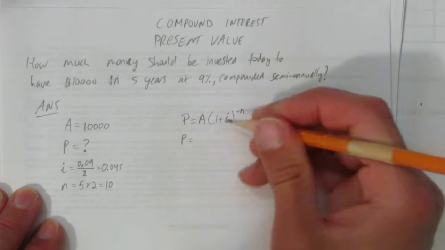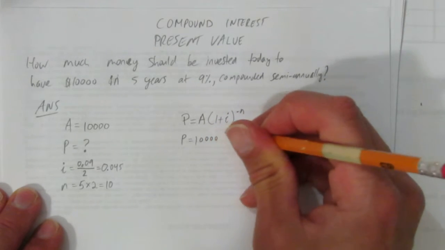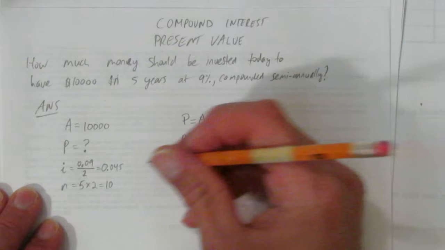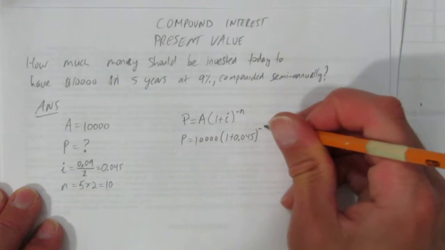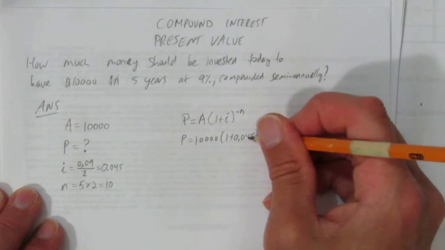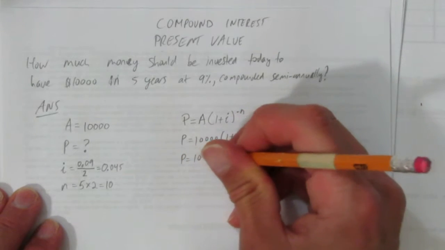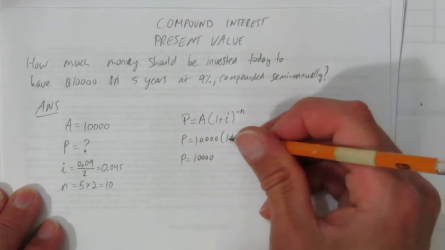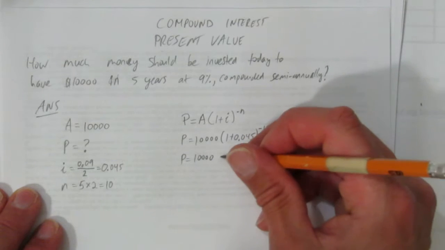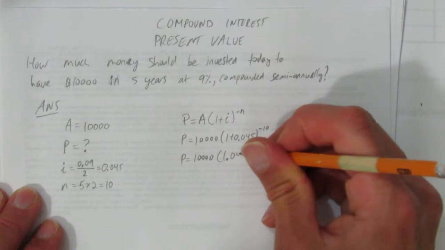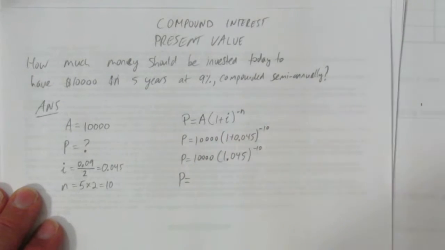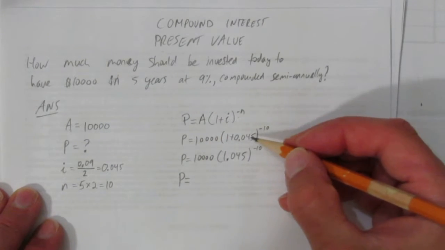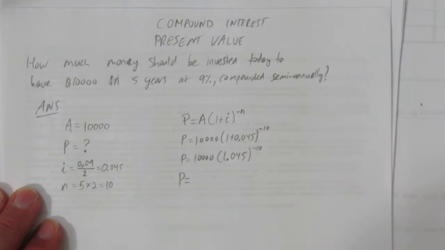Step 2, sub in. A is 10,000. The I is 0.045. The N is negative 10. Formula, sub in. Third step, just simplify in the brackets here. 1 plus 0.045 is just 1.045, still to the power of negative 10. And final step, solve it. So formula, sub in, simplify, solve.